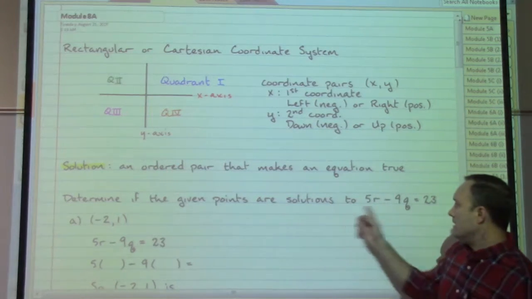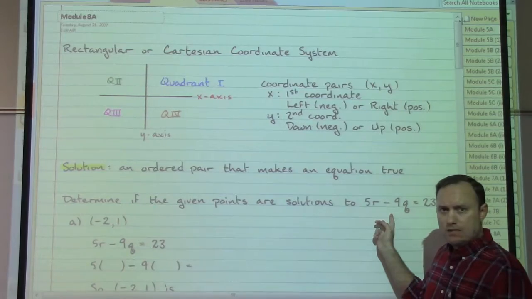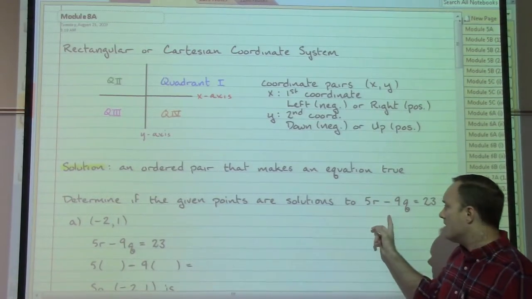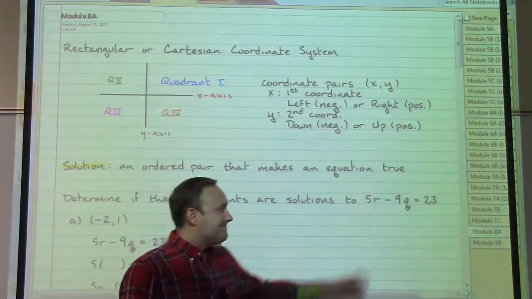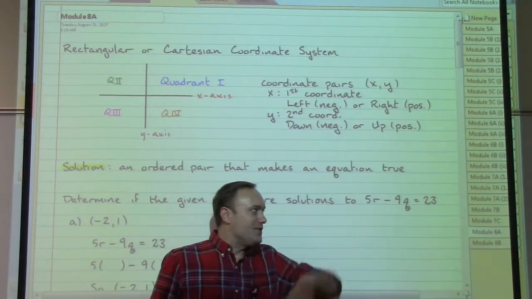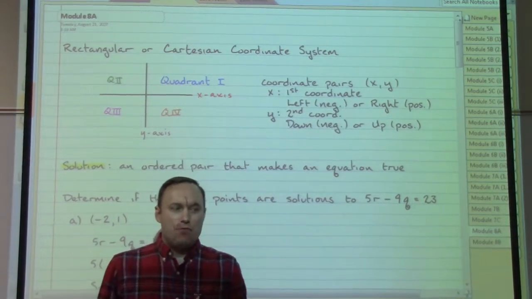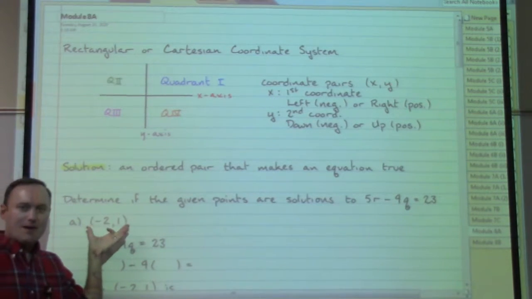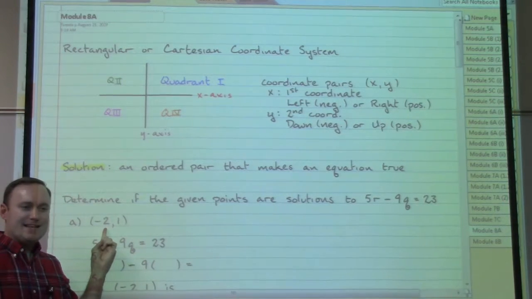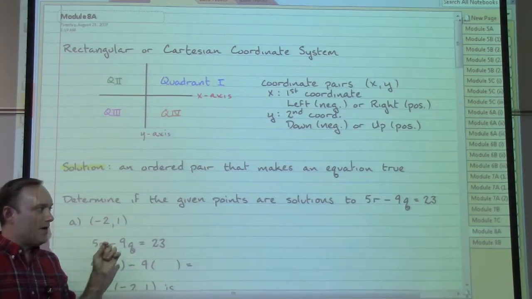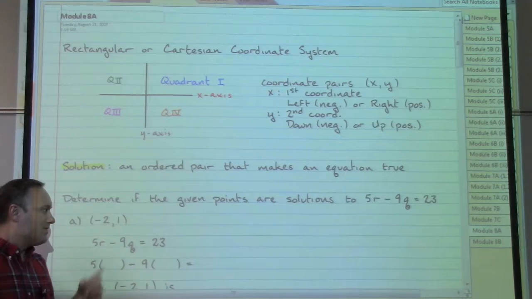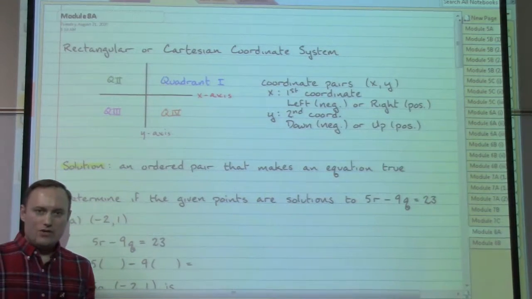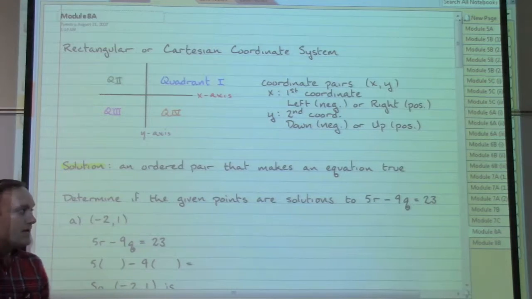So for instance, in this very first example, just to mix things up and have things not be quite so obvious, the equation that we've got going on here, 5r minus 9q is equal to 23. If we want to put numbers in there based on this pairing, we need to know, is the negative 2 going to go in place of the letter R, or is the negative 2 going to go in place of the letter Q? Which of those would it be?